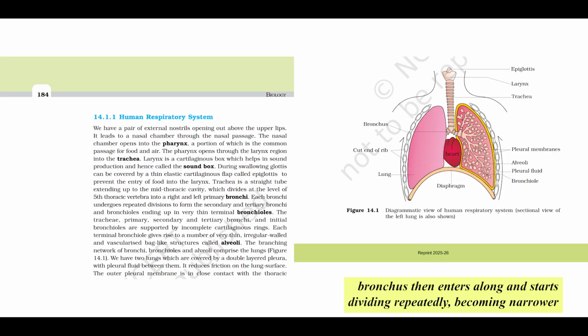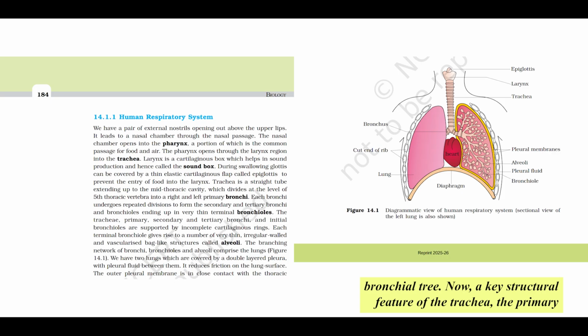Each primary bronchus then enters a lung and starts dividing repeatedly, becoming narrower and narrower. They branch into secondary bronchi, then tertiary bronchi, and these keep dividing further, eventually leading to a network of very thin tubes called terminal bronchioles. This whole branching structure is often called the bronchial tree.